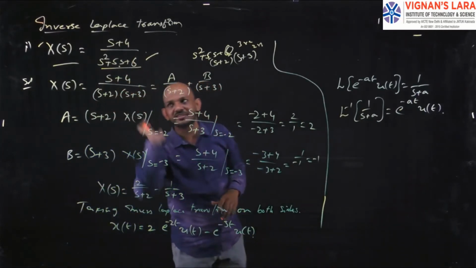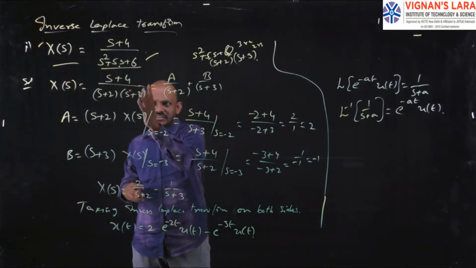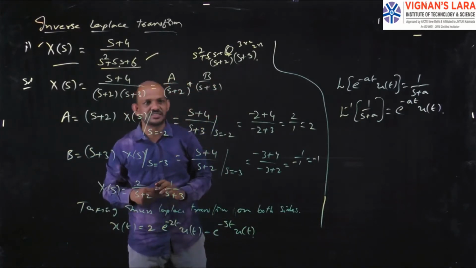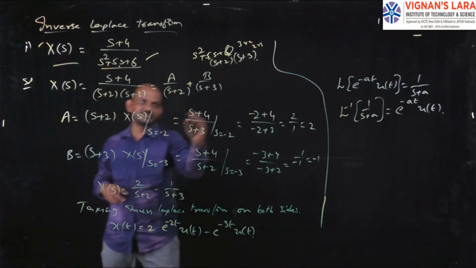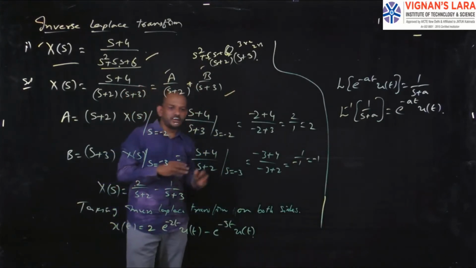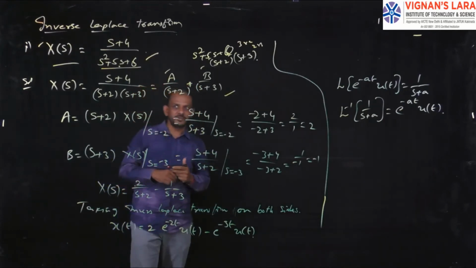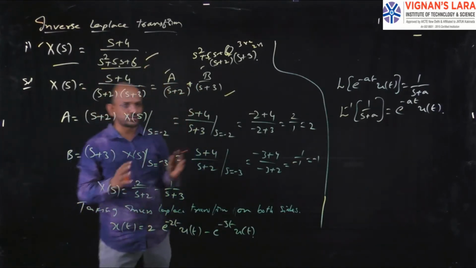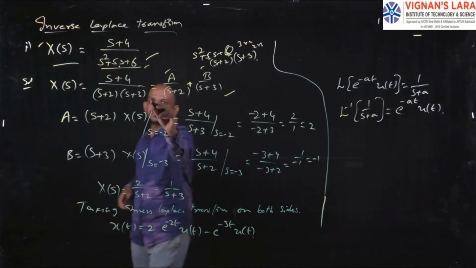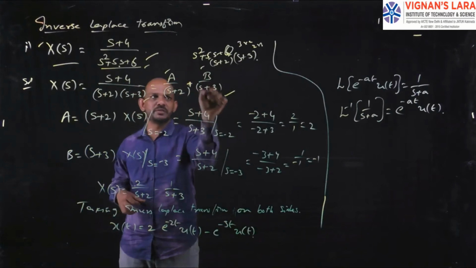So I rewrote this as (s plus 2) into (s plus 3) because we are using the partial fraction method. So this can be written as A by (s plus 2) plus B by (s plus 3). I have to find the values of A and B. If I find the values of A and B, then I can easily find the inverse Laplace transform of the given function. So first I converted the denominator into the product of two terms with respect to s, that is (s plus something) into (s plus something), or (s minus something) into (s plus something). Then I wrote this function as A by (s plus 2) plus B by (s plus 3).